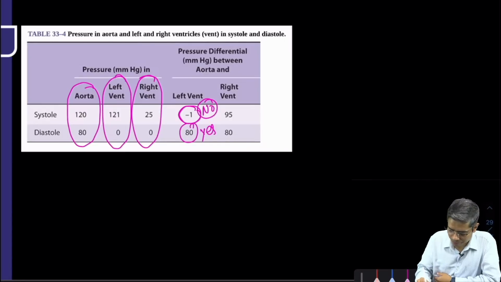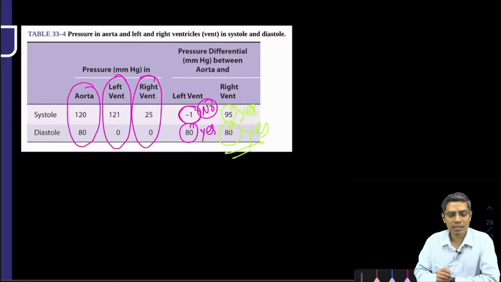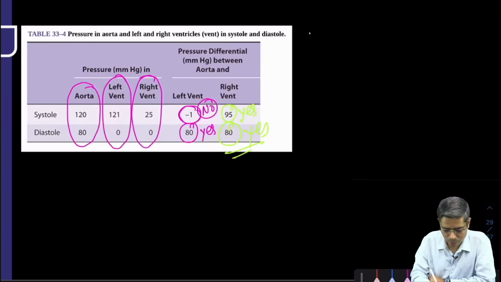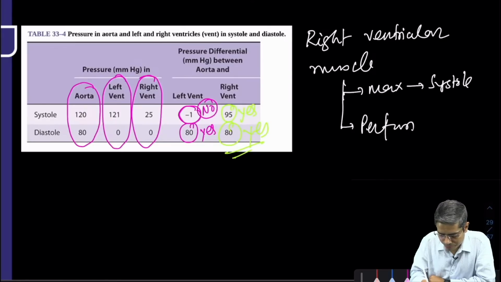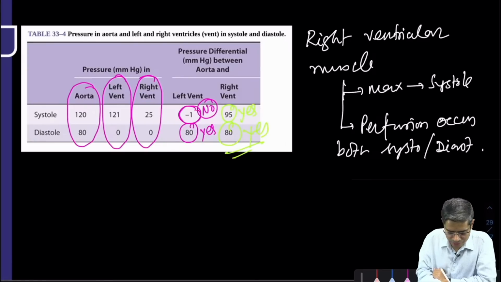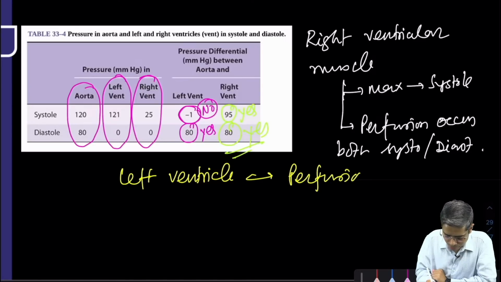For right ventricle, blood flow is happening during systole also, during diastole also. But if I look at the pressure, maximum blood flow is during systole. So, for right ventricular muscles, maximum perfusion occurs during systole, and perfusion occurs both during systole as well as during diastole. But for left ventricular muscles, perfusion only during diastole.